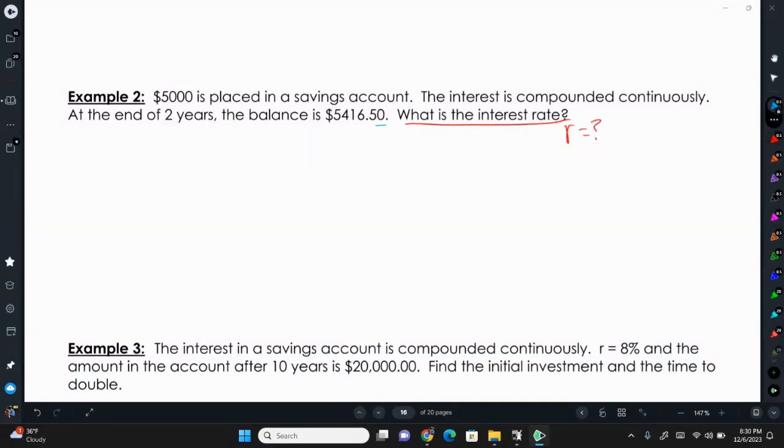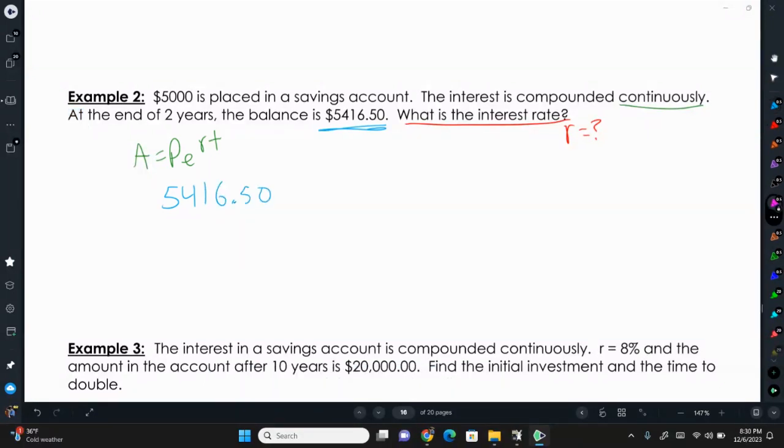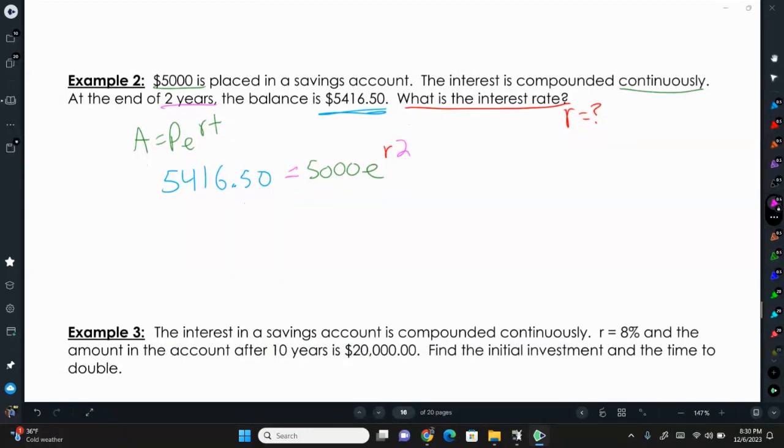We know that our ending balance is 5,416.50, and because we are compounded continuously, we're using the PERT formula. A equals PERT. Our A value is 5,416.5. That was our final value. And that equals our initial value, which was 5,000 times e raised to the rt power. We don't know what R is, but we know that t is 2. So we need to solve this.